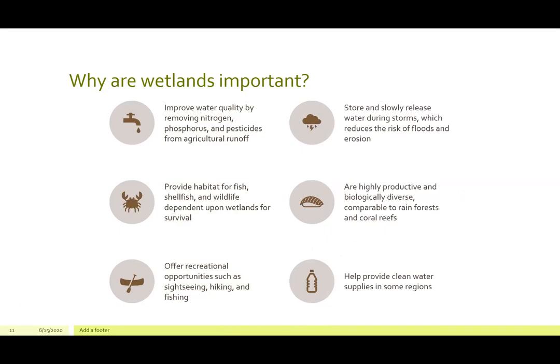Here's why. They improve water quality by removing nitrogen, phosphorus, and pesticides from agricultural runoff. They provide habitat for fish, shellfish, and wildlife dependent on wetlands for survival. They offer recreational opportunities such as sightseeing, hiking, and fishing. They store and slowly release water during storms, which reduces the risk of floods and erosion. They are highly productive and biologically diverse compared to rainforests and coral reefs. They help provide clean water supplies in some regions.